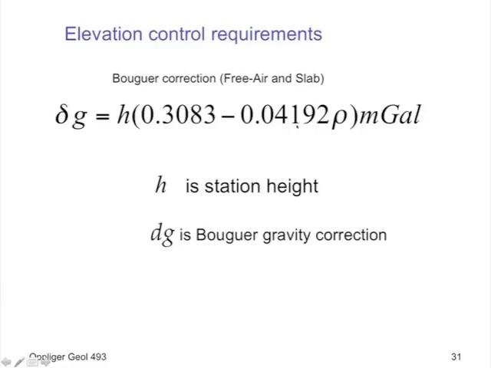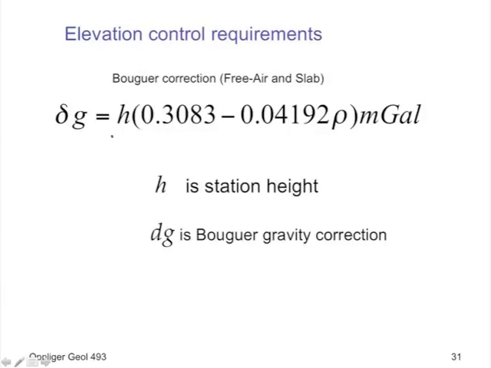So if the reduction density is 2.5, then 2.5 times 0.04 is going to be 0.1. So we take 0.3 and we subtract 0.1. And so you take that factor, this is 0.2, 0.3 minus 0.1, I'm sorry, is 0.2, and then you multiply it by the height in meters. The height of your station above the datum. If you're below the datum, which does happen sometimes, you haven't set the datum yet, or you set it somewhere and it's a little too high, then this H is negative. If you're above the datum, as you should be, then H is positive. So let's say you're 10 meters above the datum.